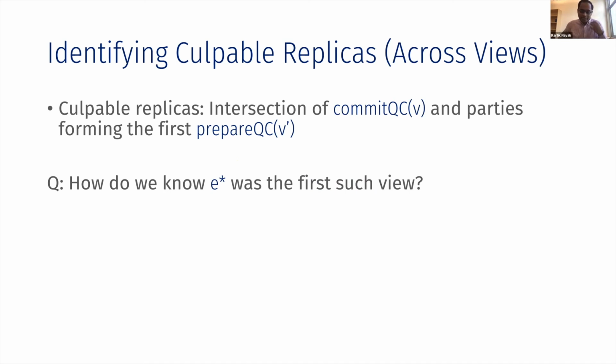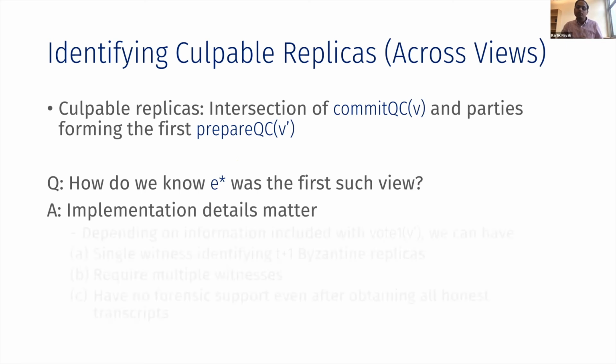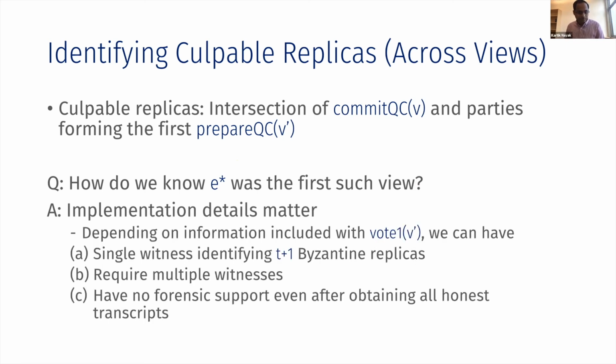So this is where I'm going to say subtleties and implementation details really, really matter. So in our work, we actually analyze 3 different protocols. And the only change in all of these protocols is the information included with vote 1. And we can show that depending on this information, we can have a protocol where there's a single witness identifying T+1 Byzantine replicas, or we can have a protocol which requires multiple different witnesses to construct sufficient evidence, or we can also have a protocol that has no forensic support whatsoever, even if you obtain transcripts from all honest parties. So for details of all of these, please refer to our paper.